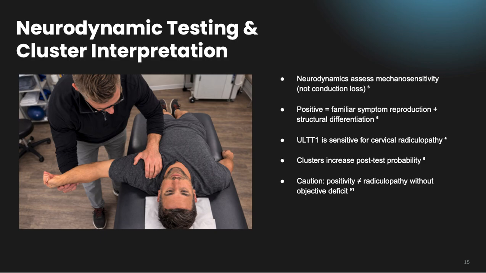Okay, Wainner et al. report that, quote, the presence of 3 of 4 positive tests was associated with a significant increase in the likelihood of cervical radiculopathy. However, a positive upper limb tension test 1, which is the median nerve, does not establish radiculopathy without objective motor or reflex deficits. So if you check them and their strength is full and their reflexes are full, but they have a positive upper limb tension test, you're not saying they have a radiculopathy, you're saying they have radicular symptoms. However, no single clinical test is sufficient. We already know this.